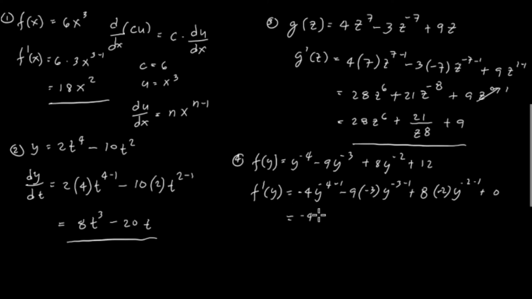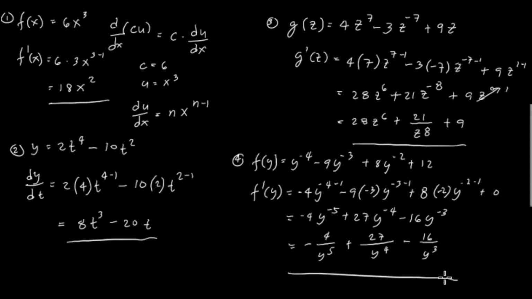Simplify. Negative 4 minus 1 is negative 5, minus minus positive 27, 9 times 3, or 27, then y^(-3-1) is negative 4, and 8 times negative 2 is negative 16, and y^(-2-1) is negative 3, and change the negative exponent to positive, which means negative 4 over y^5 plus 27 over y^4 minus 16 over y cubed. This is the derivative. Example number 5.